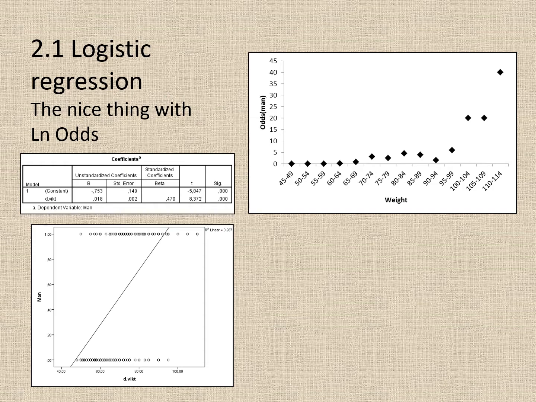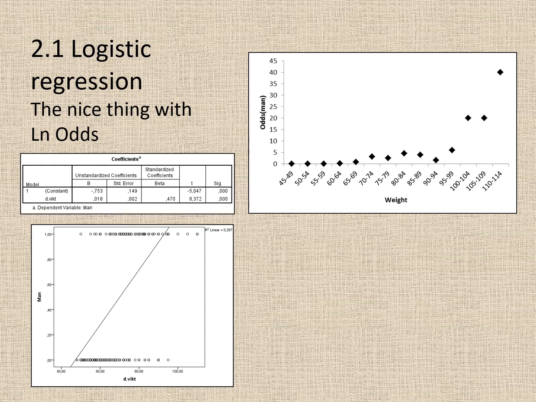Let's see here, for instance. Among those who weigh between 100 and 104 kilos, well, let's say it's about 20. The odds of being a man is about 20. What does that mean? The probability of being a man, if you weigh between 100 and 104 kilos, is 20 times higher than the probability of being a woman.